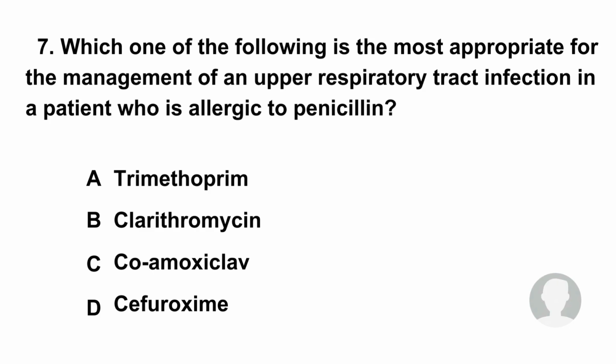Seventh question, which one of the following is the most appropriate for the management of upper respiratory tract infection in a patient who is allergic to penicillin? The options are trimethoprim, clarithromycin, coamoxiclav, and cefuroxime. Here, the correct answer is option B, clarithromycin.